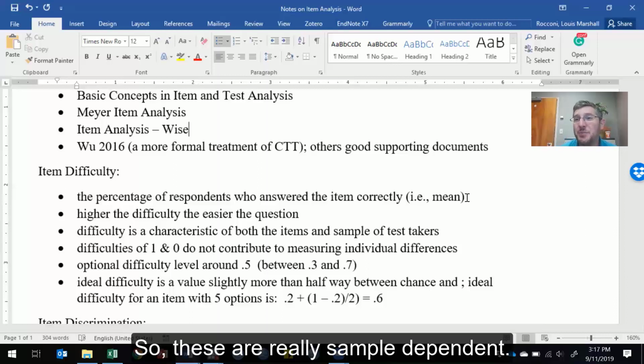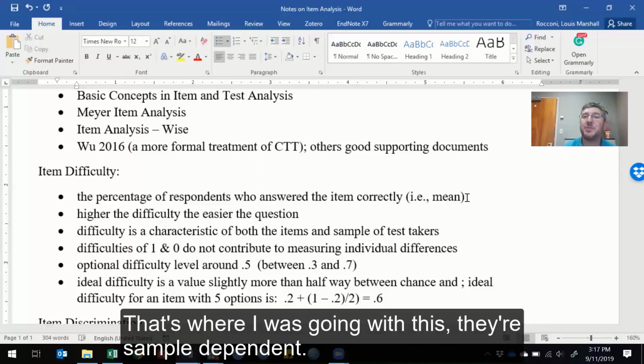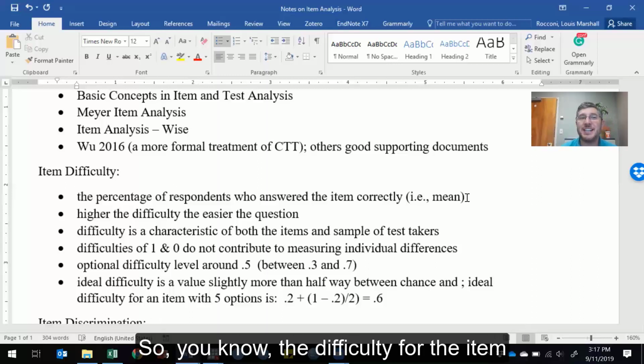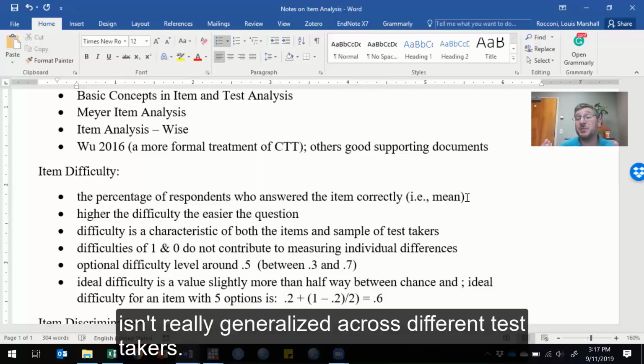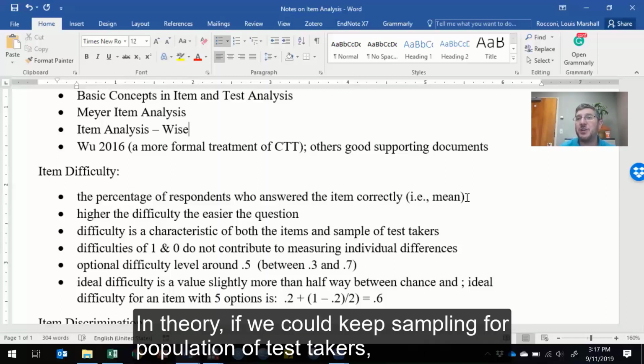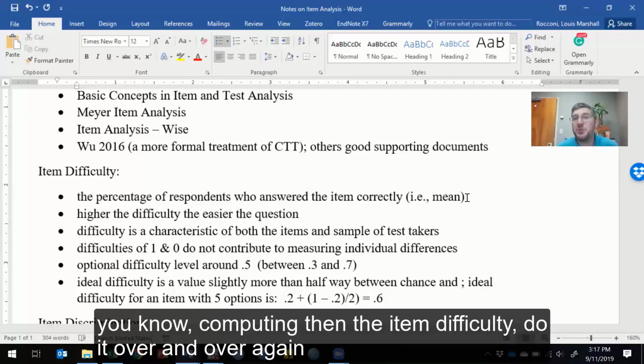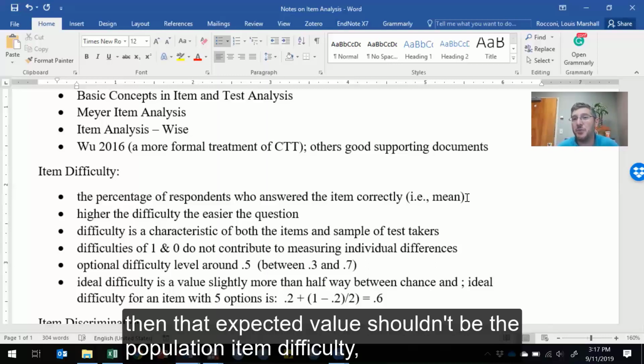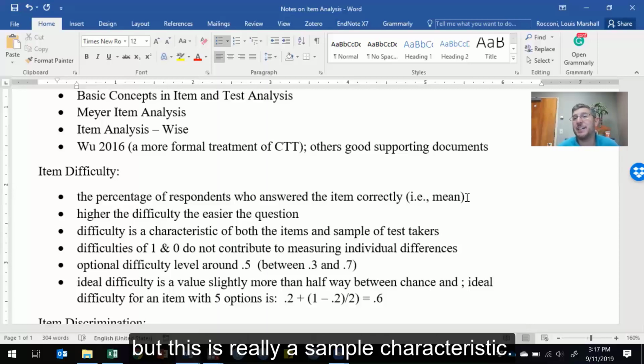So these are really sample dependent. That's where I was going with this. The difficulty for the item isn't really generalizable across different test takers. In theory, if we could keep sampling from the population of test takers, computing the item difficulty over and over again, then that expected value should equal the population item difficulty.